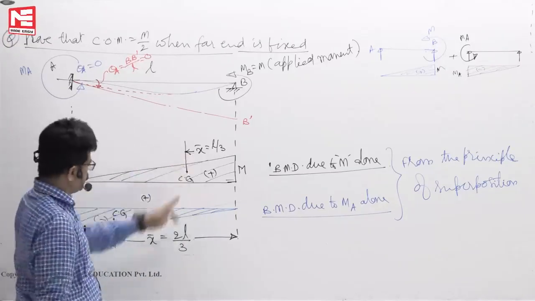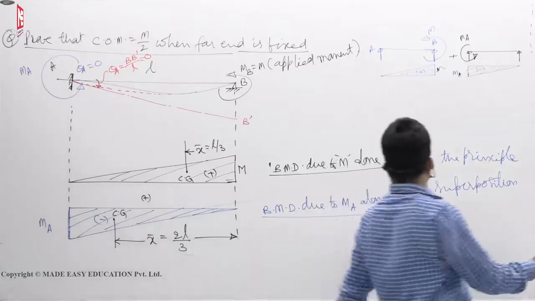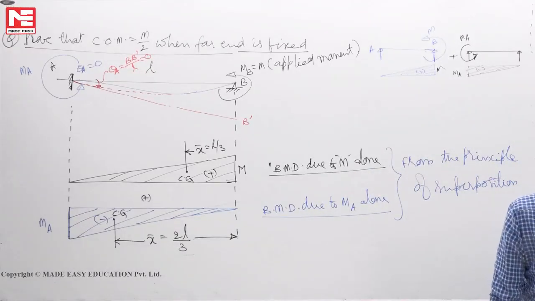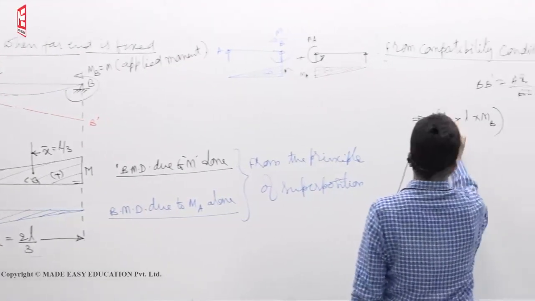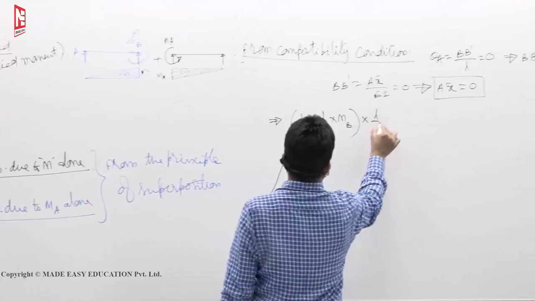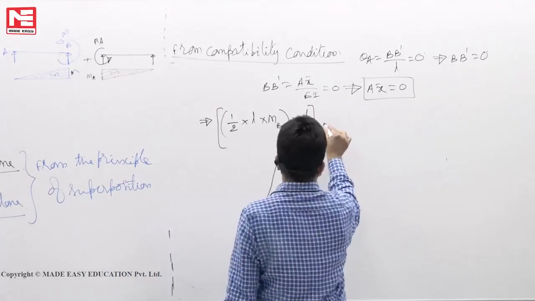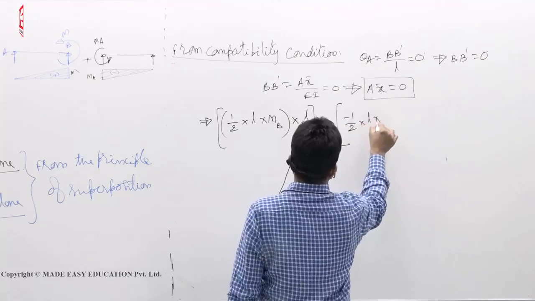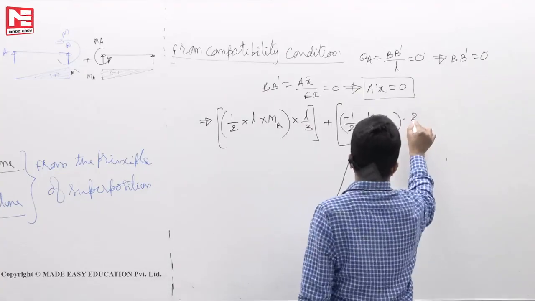Okay, area into X bar, area into X bar with due signs for plus and minus. First, the black color one is the positive area: half base into height, MB, into X bar is L by 3. This is the positive area plus the negative area: minus half base into height into X bar, 2L by 3.